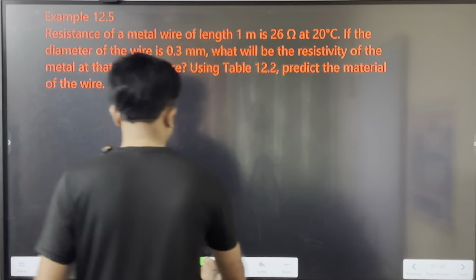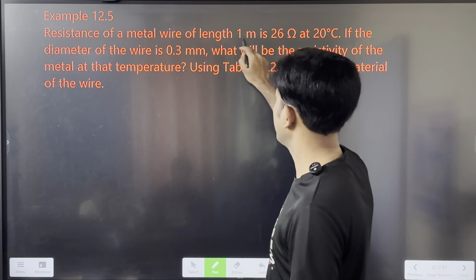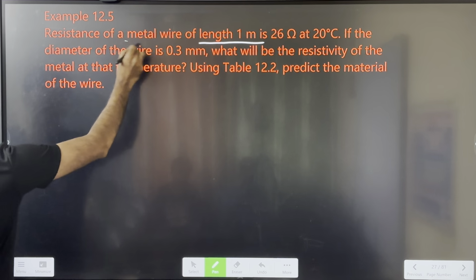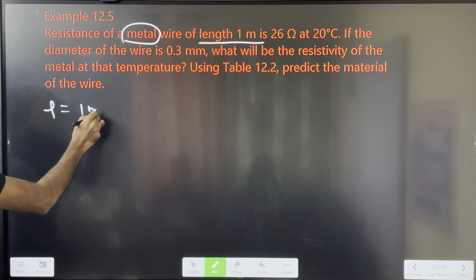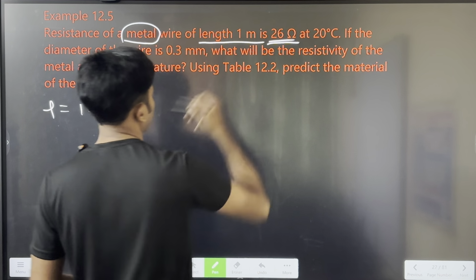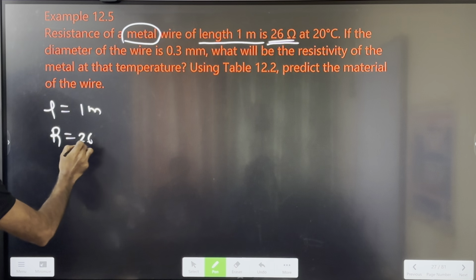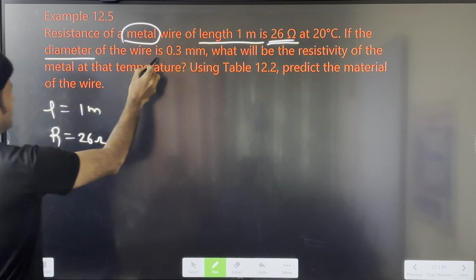Okay. Then how do you do this? Now you read the question. Resistance of metal wire of length is how much? What is the length of the metal wire given here? Already they said that this is a metal, right? It is not an alloy. So length is 1 meter. And what is the resistance of that metal wire? That is 26 ohm. Resistance is how much here? 26 ohm, right?